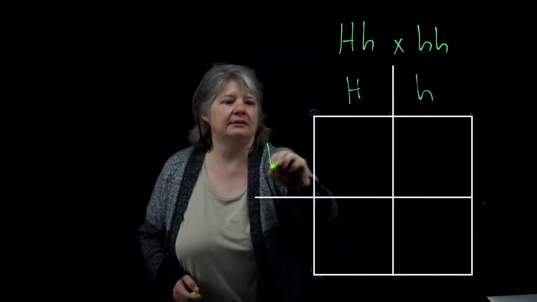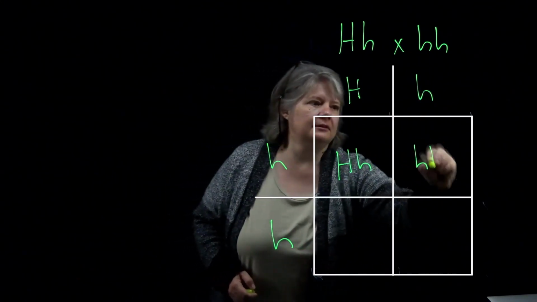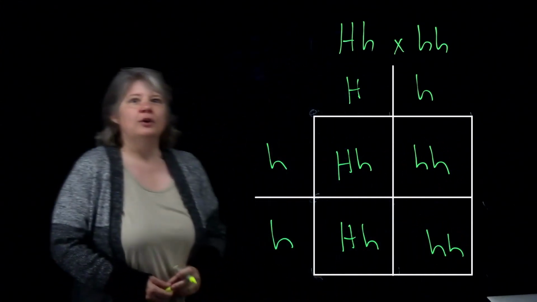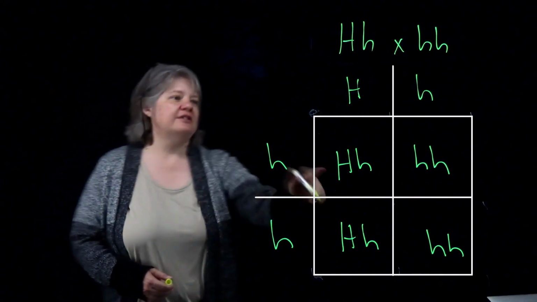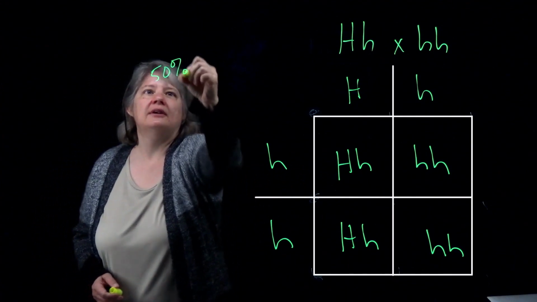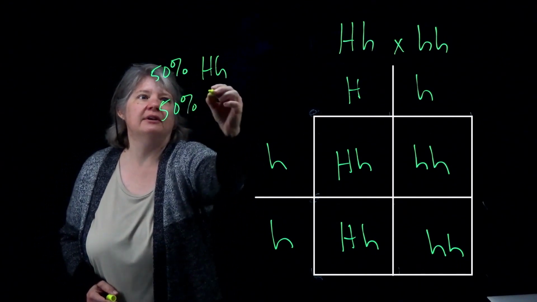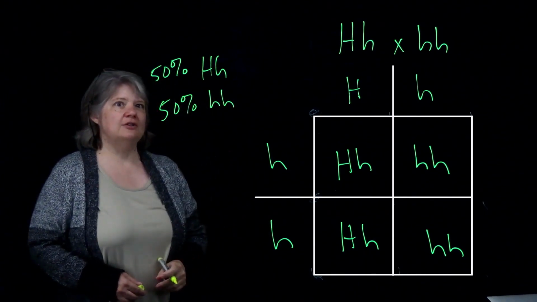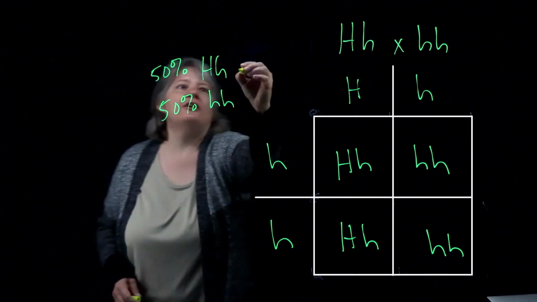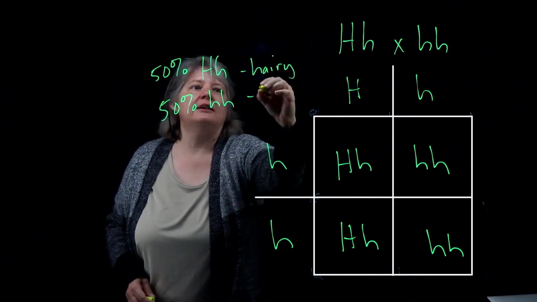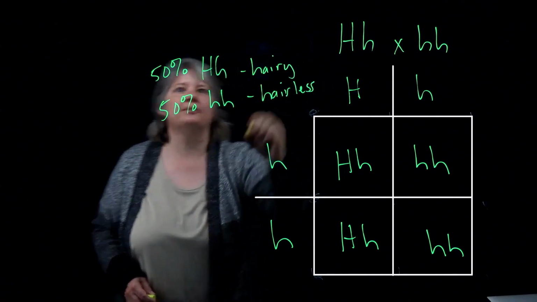Okay, the other possibility is that our guinea pig has the genotype big H, little h. So if we cross that with a little h, little h guinea pig, we'll fill in our Punnett square. We have a different outcome this time. What we see is that about half of our offspring have the genotype big H, little h, and the other half have the genotype little h, little h. These big H individuals, they're all hairy, and the little h ones, of course, are hairless.